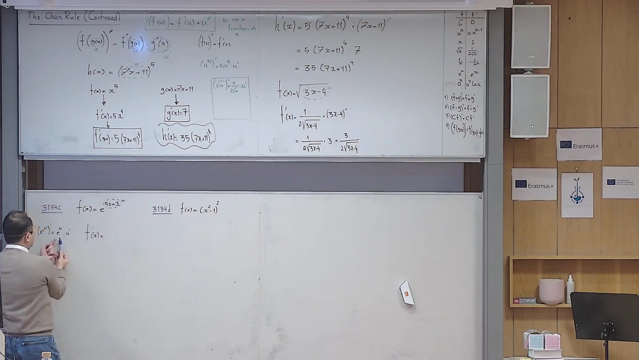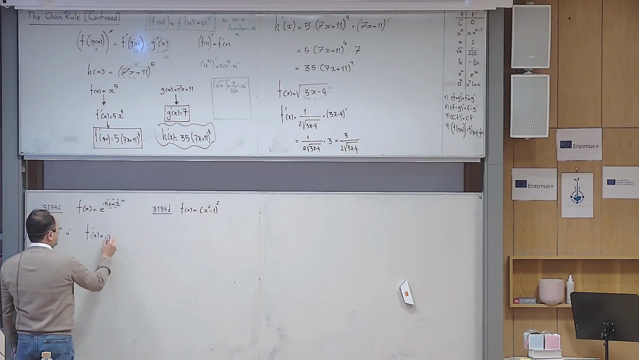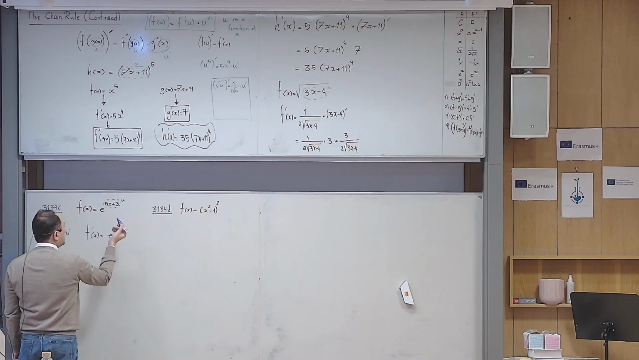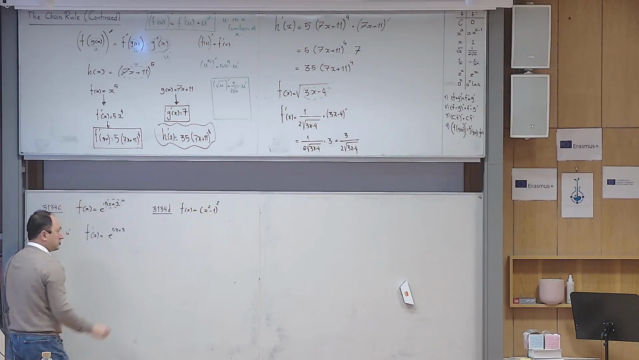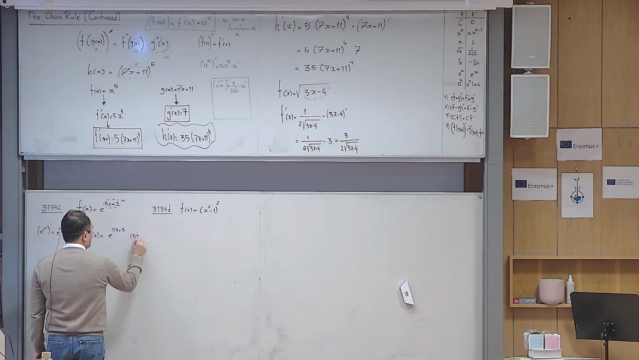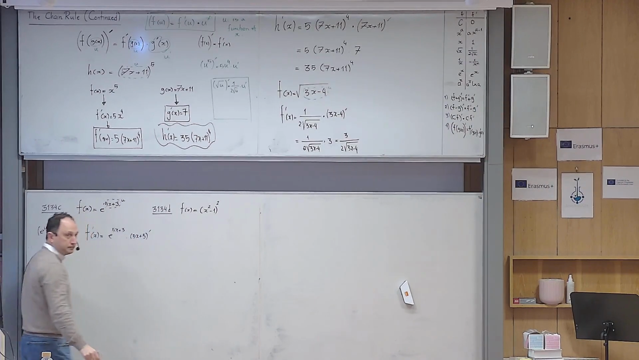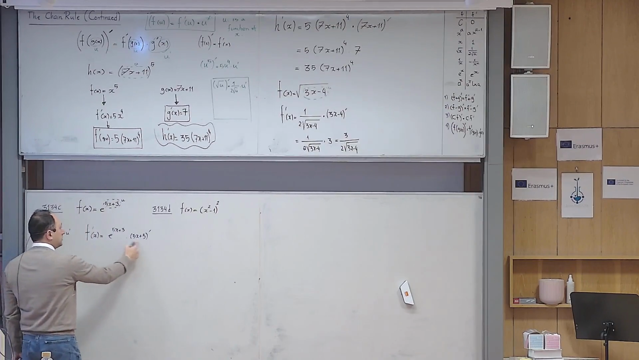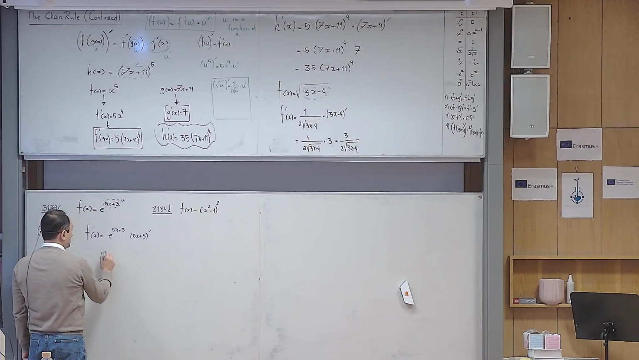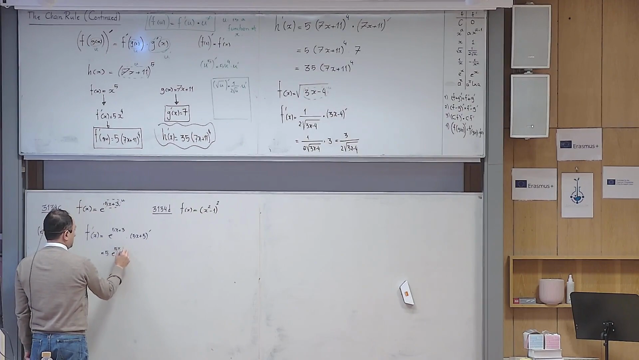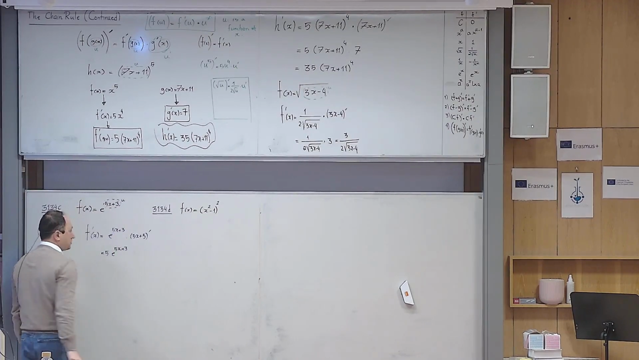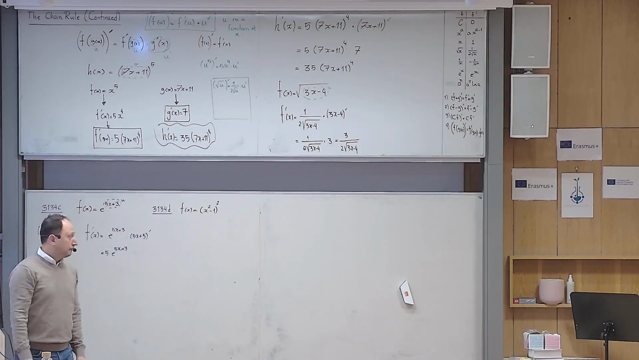e to the power u, it is here, so it becomes e to the power u again. But don't write u, write just 5x plus 3. But the problem is not finished. You have to multiply by the derivative of u. And the derivative of this is what? 5. That's it. So that's the answer.